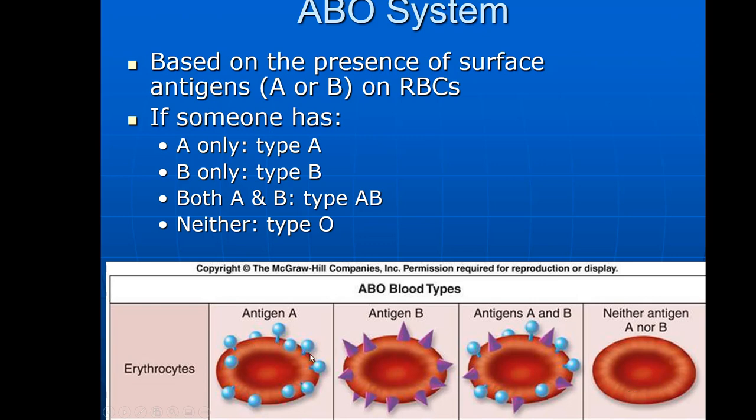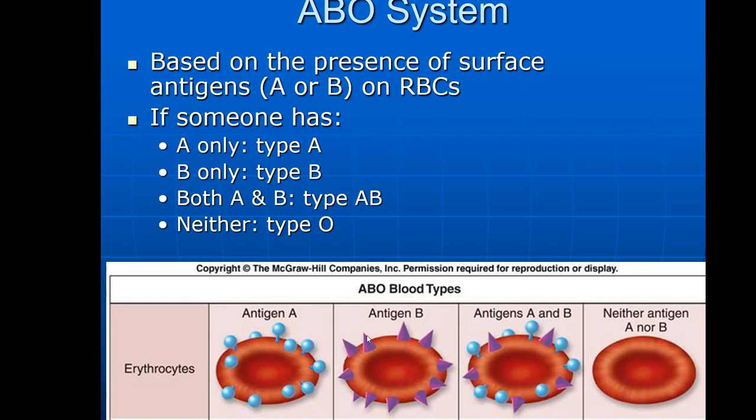If your red blood cells only have antigen A, then your blood type is A. If your red blood cells only have antigen B, you have blood type B. If they have both A and B, you're type AB. If you don't have either of those, you're type O. That's as simple as it is, and that's what determines whether you're A, B, O, or AB.